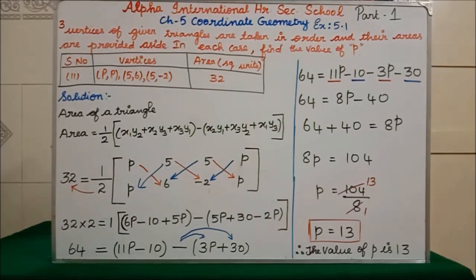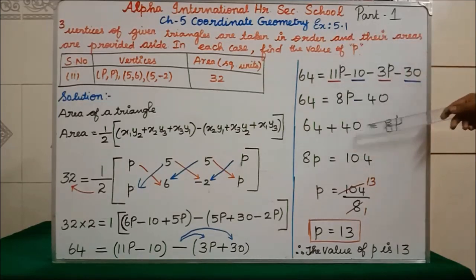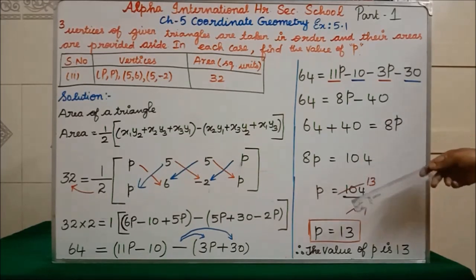Now see, 64 is equal to 11p minus 10 minus 3p minus 30. Clear? 64 is equal to, here I have underlined in red. These two are like terms and these two are like terms. 11p minus 3p is 8p. Minus 10 minus 30 is minus 40. Clear? 64, then minus 40 comes to this side and becomes positive 40, is equal to 8p. 8p is equal to 64 plus 40, which is 104. The next step we divide: p is equal to 104 divided by 8.